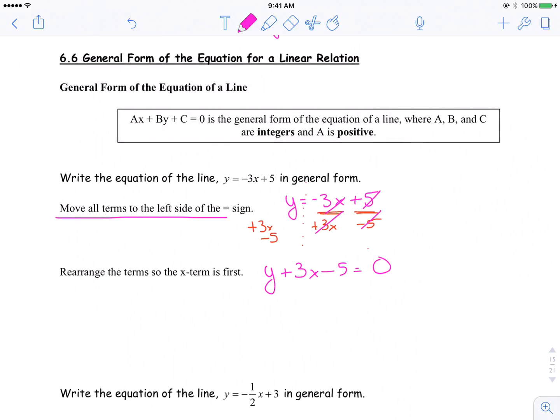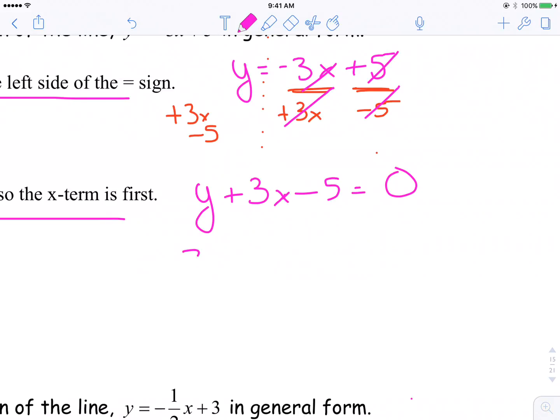Now I just have to make sure that my x term comes first and that it's positive. So I just rearrange this. 3x plus y minus 5 equals 0. And that's it.